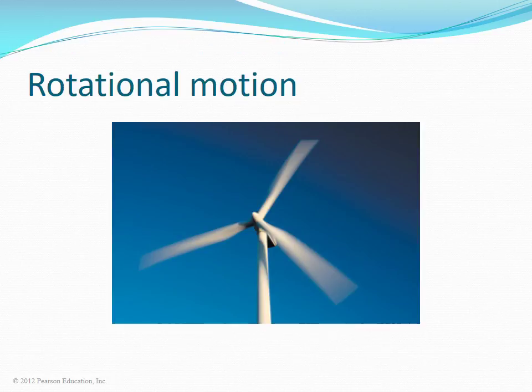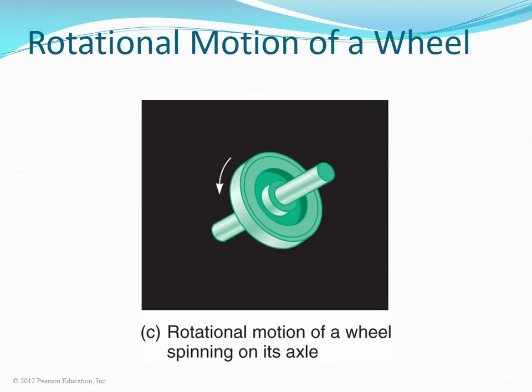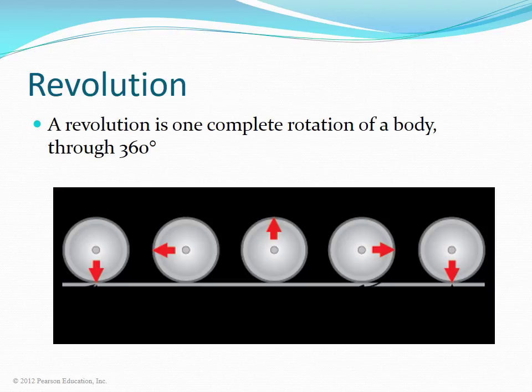Rotational motion is the motion of objects that spin about an axis, like the blade assembly of the wind turbine. The Earth spins about its axis and exhibits rotational motion. Rotational motion is the motion of a wheel spinning on its axle, a drive or crankshaft, or an electric motor. A revolution is one complete rotation of a body through 360 degrees.